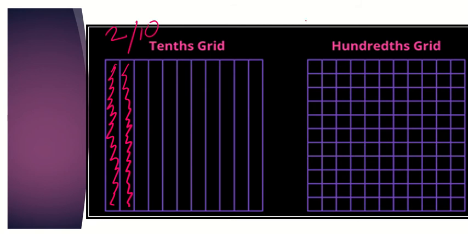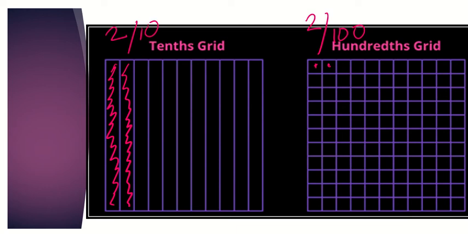Now, if I had 2 hundredths, if you notice on this grid, on the right side, the hundredths grid, I have these little cubes that are cut up into 100 pieces, so hundredths. So if I have 2 hundredths, I'm going to color in 2 out of 100 of them.